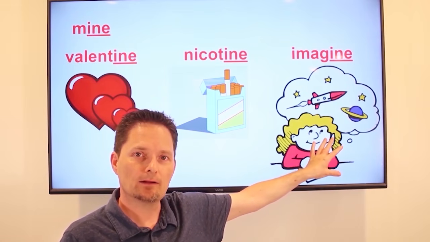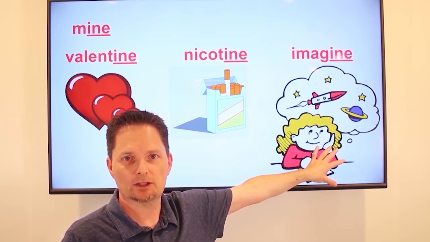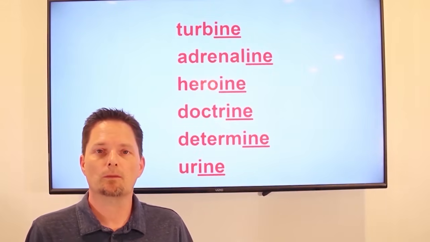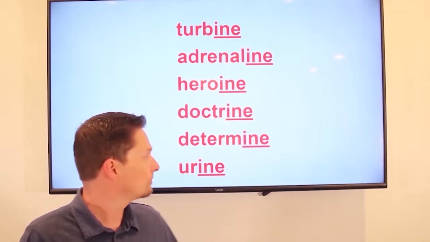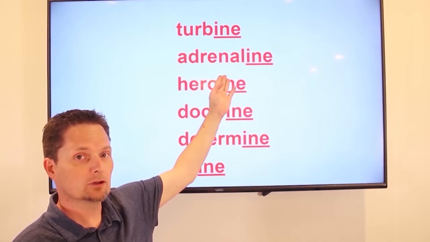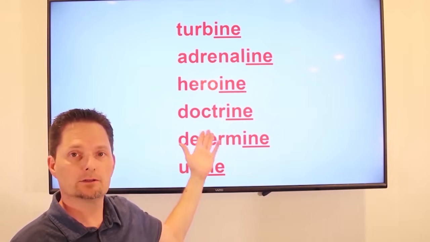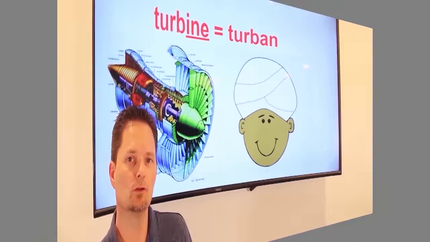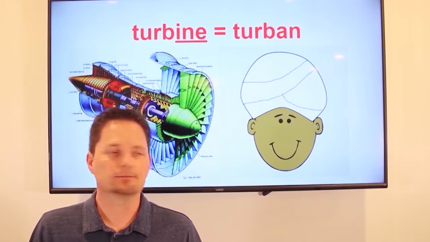It's the third and final video about this pronunciation. Let's take a closer look. So all of these words are pronounced with the in sound for the ine. Turban, adrenaline, heroin, doctrine, determine, and urine. Let's practice. These two words are pronounced exactly the same.